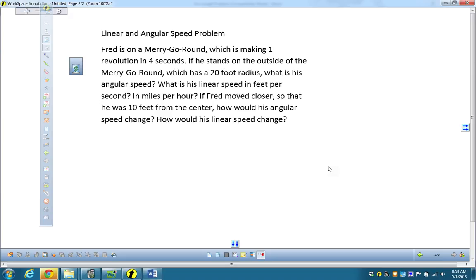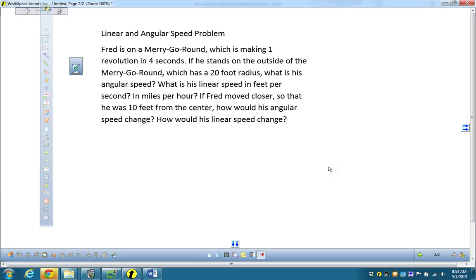And so with the merry-go-rounds, Fred is on a merry-go-round which is making 1 revolution in 4 seconds. If he stands on the outside of the merry-go-round, which has a 20-foot radius, what is his linear speed in feet per second, and then in miles per hour? If Fred moves closer, so that he is 10 feet from the center, how would his angular speed change? How would his linear speed change?